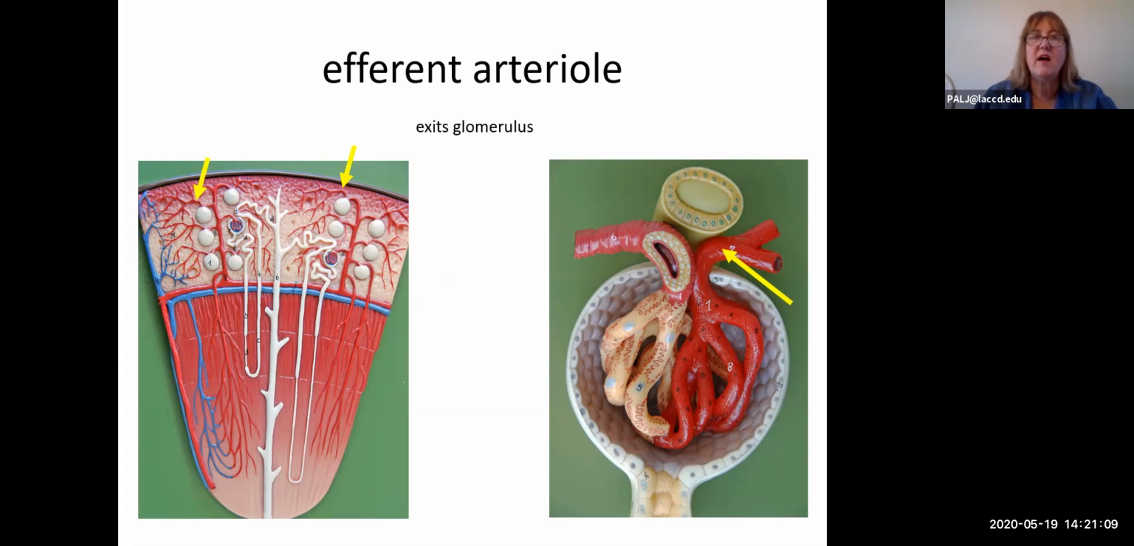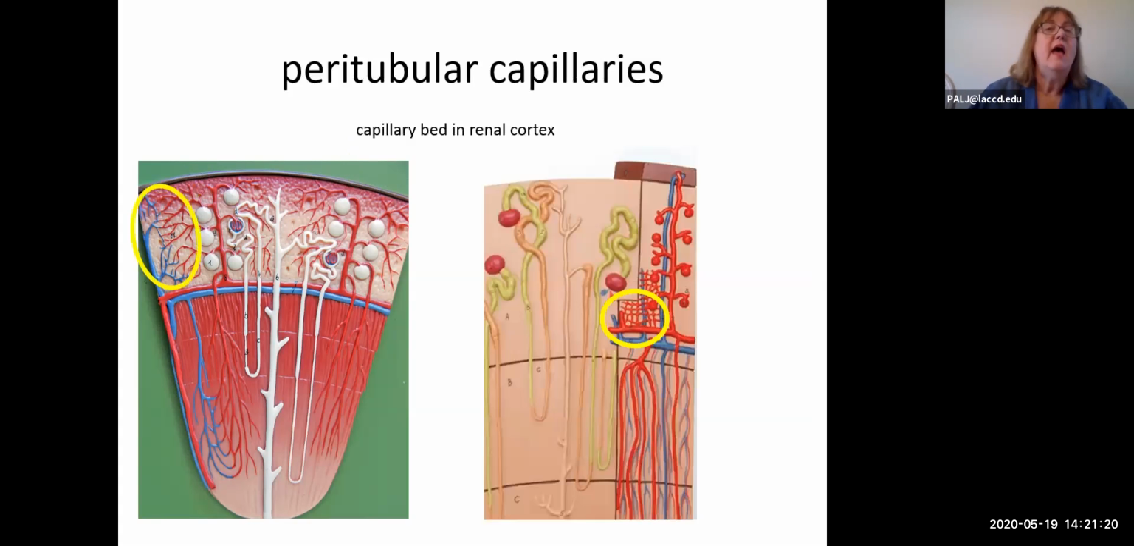All right, so from the efferent arteriole, now we're ready for a capillary bed to do gas exchange, because we have to have a second capillary bed since we haven't done gas exchange yet. In the gas exchange that occurs in the renal cortex, you can tell because we're going from red blood vessels to blue blood vessels. So this is a capillary bed right here, and in the cortex, that capillary bed is known as the peritubular capillaries.